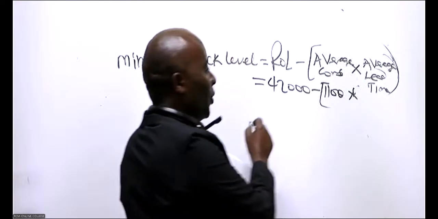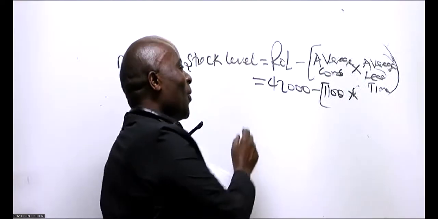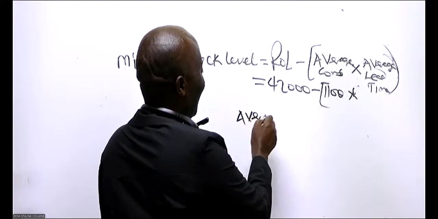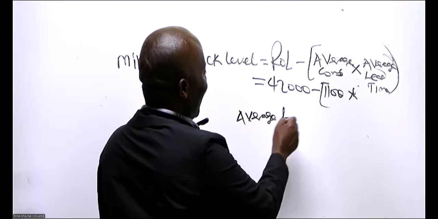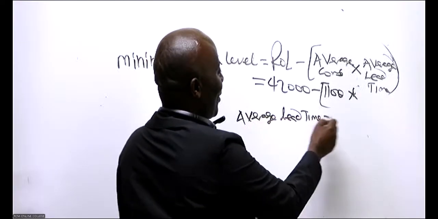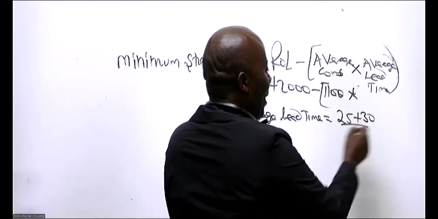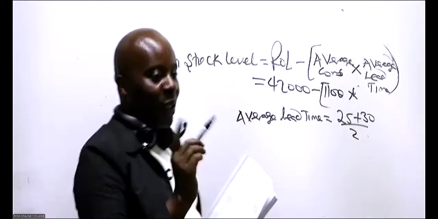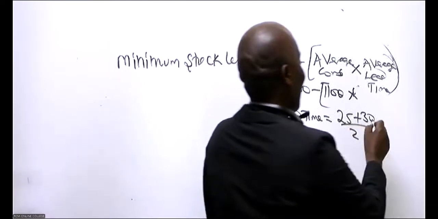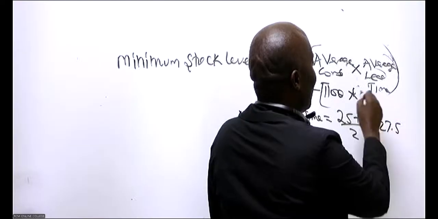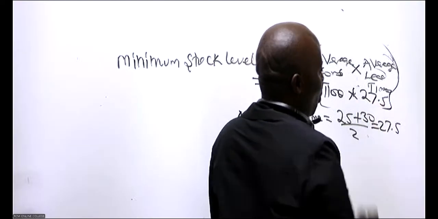Average 28? That's wrong. Always round off to a whole number. So 25 plus 30 divided by 2. So they've got 27.5. So average lead time. Don't say that these are days and we can't have half a day. Even hours we have.